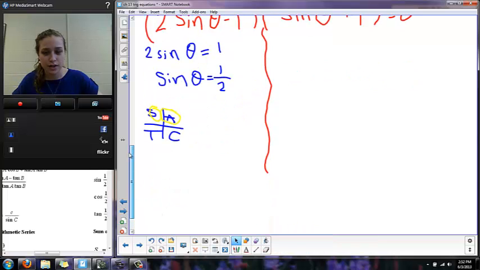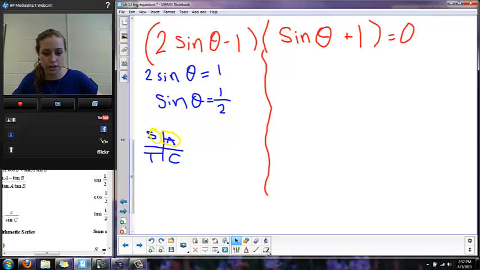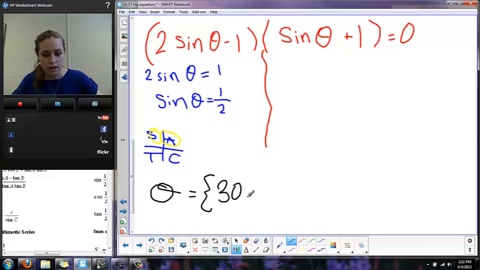And then this is the one that Miss Tompkins wants every single person to memorize. What is theta when sine is equal to 1/2? Theta is equal to 30 degrees. So the first one in the first quadrant, theta is equal to 30 degrees. And then in the second quadrant, this is 180 minus theta, so 180 minus 30 is 150. Awesome. That solves that problem over there.